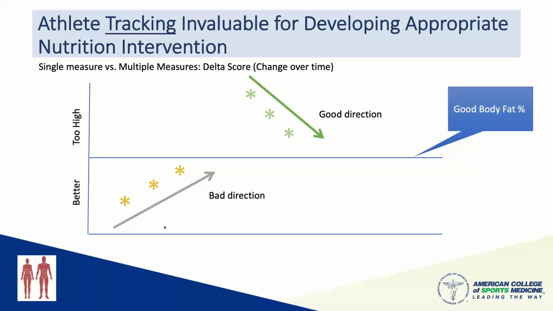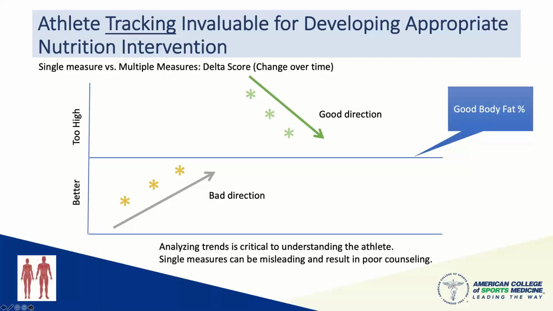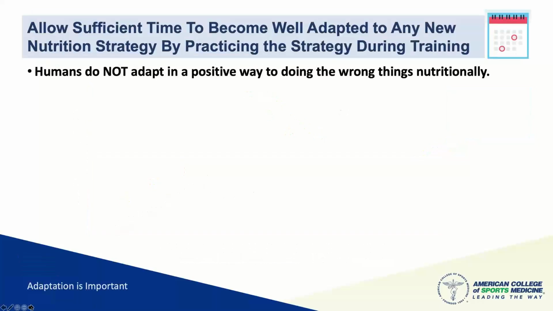So we have to be a little cautious about just taking a single measure and having an intervention, because that can result in poor counseling and poor outcomes. We have to allow enough time to become well adapted to any new nutrition strategy by practicing that strategy during training. You look at marathoners, they have an opportunity to drink something every 5 kilometers. Well, if they don't practice drinking something every 5 kilometers during practice, they're never going to be able to drink as much as they should be able to drink because the body won't have adapted to it, okay?